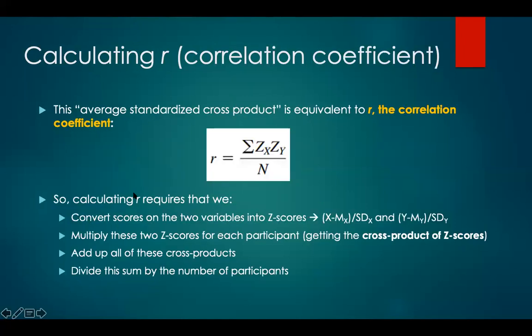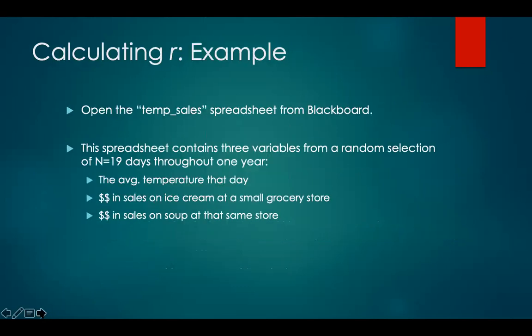So calculating r requires that we first convert scores on the two variables into z-scores, so x minus M divided by the standard deviation of x, y minus M divided by the standard deviation of y. Then you multiply these two z-scores for each participant, getting the cross products of the z-scores. You add up all the cross products, and then divide this sum by the number of participants, yielding your correlation coefficient, r.